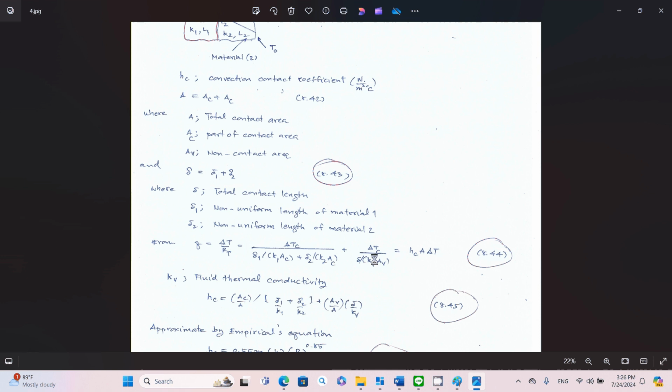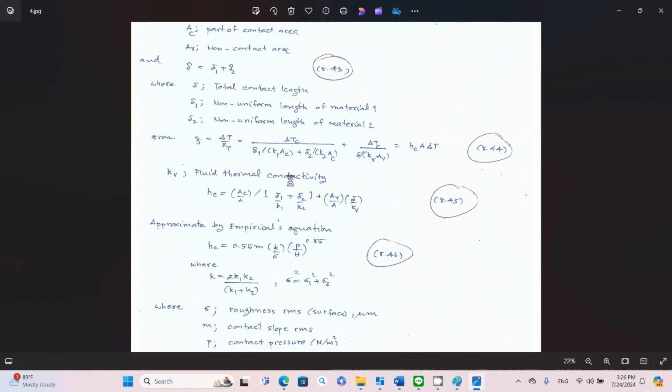This is the non-contact part, and that's equal to HC A delta T, where KV is simply the thermal conductivity. So this one is KV. You add up this term. Before this, you didn't have this term, since this becomes an imperfect contact.